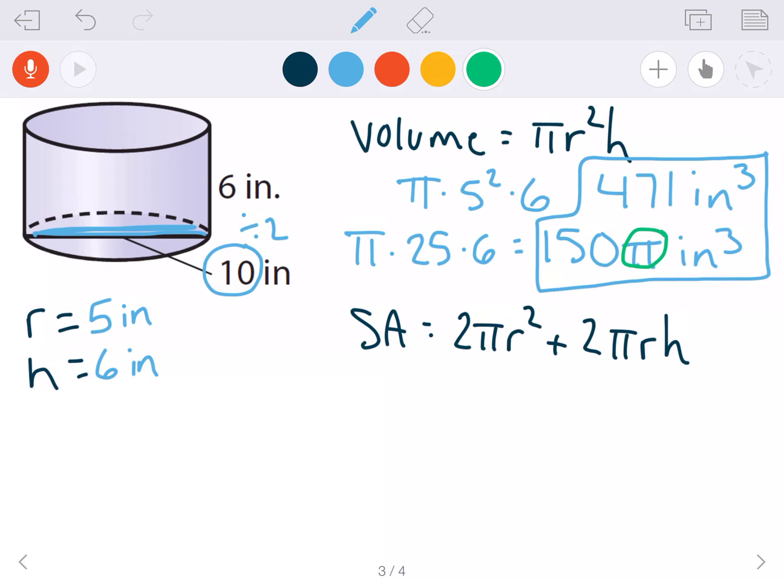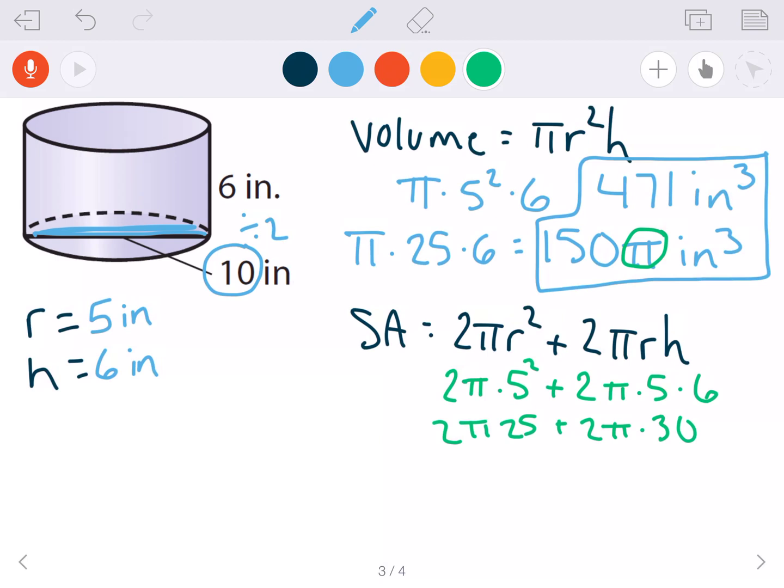All right. Again, surface area. We have our formula. We know what our radius and our height is. So now we're going to go through and substitute in. So we've got 2 pi, and then my radius is 5 squared, plus 2 pi, again my radius is 5, and my height is 6. Go through and evaluate what we can. So I've got 5 squared is 25, and then I've got 2 pi, and then 2 pi, and then 5 times 6 is 30.